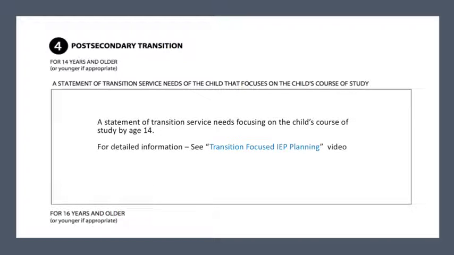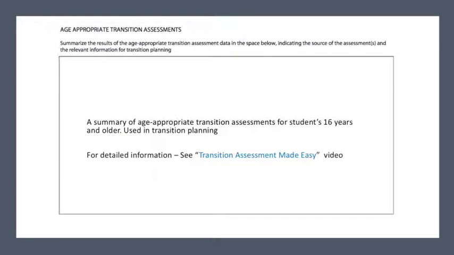Basically, just laying out a plan to see what's going to happen at high school and what course of study the student should follow. Along with this is a summary of what's called age-appropriate transition assessments. For those of you in special education, and especially those teachers who are going to be working at the high school level, please see my video, Transition Assessment Made Easy.